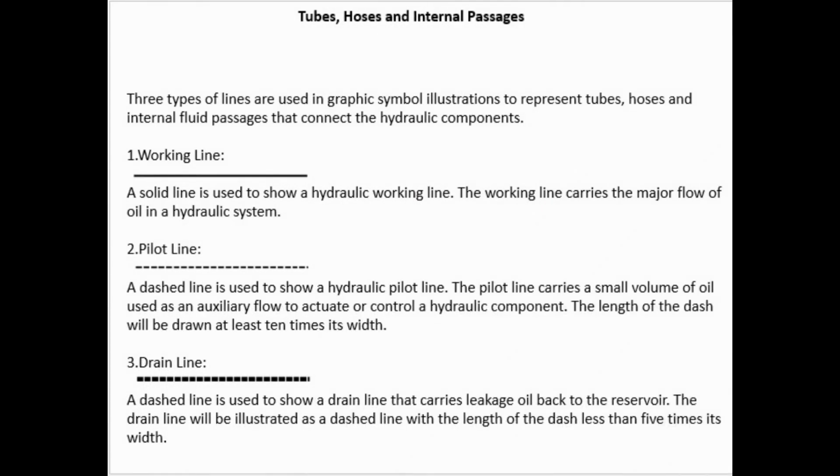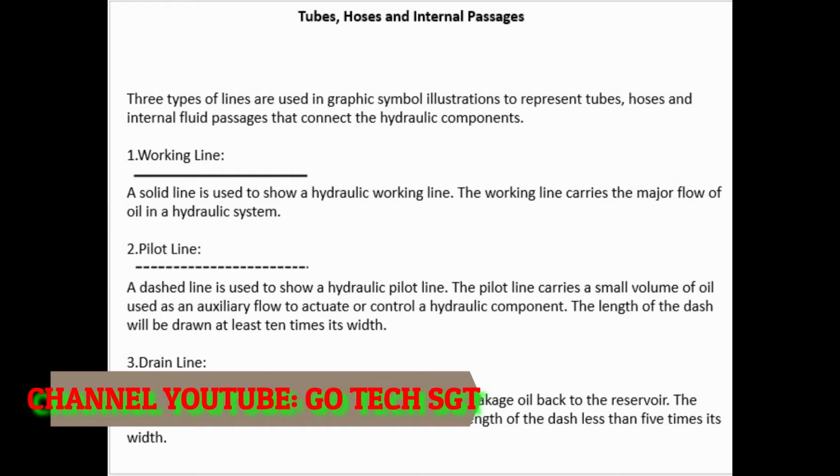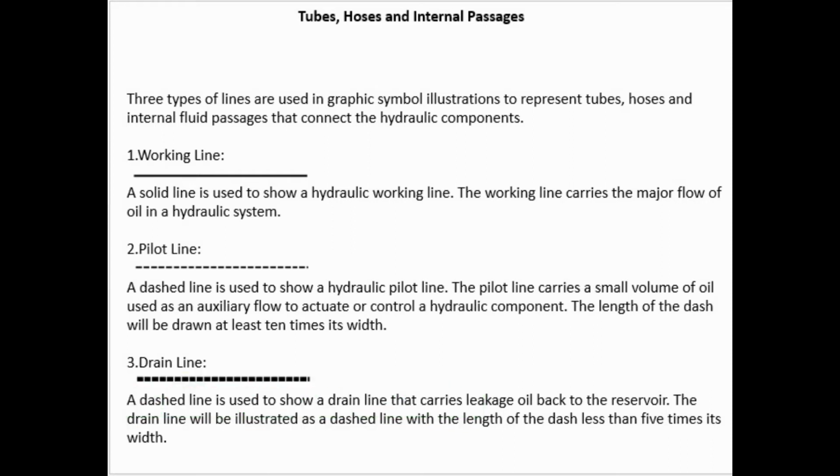Tubes, hoses, and internal passages. Three types of lines are used in graphic symbol illustrations to represent tubes, hoses, and internal fluid passages that connect the hydraulic components. 1. Working line. A solid line is used to show a hydraulic working line. The working line carries the major flow of oil in a hydraulic system. 2. Pilot line. A dashed line is used to show a hydraulic pilot line. The pilot line carries a small volume of oil used as an auxiliary flow to actuate or control a hydraulic component.